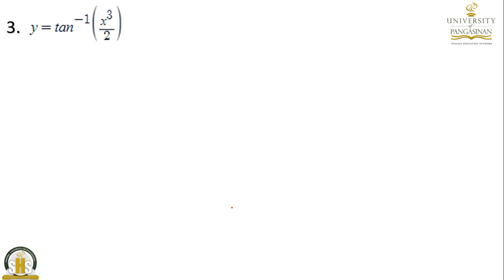Number 3. So, in number 3 naman, we have the inverse tangent of x cubed all over 2. So, we're going to apply here the quotient rule. When it comes to quotient rule po tayo, kung naalala nyo tinuro ko dito yung low d-high minus high d-low all over low squared. So, isulat natin.